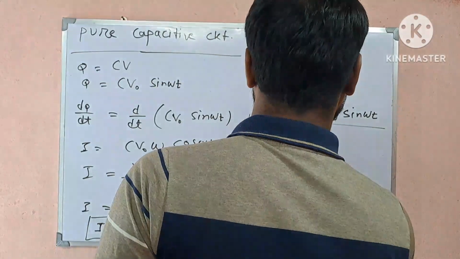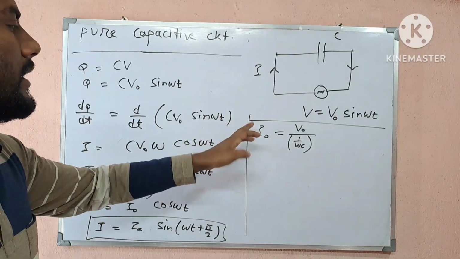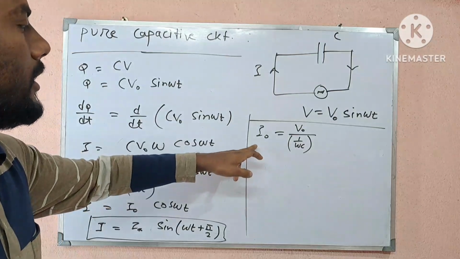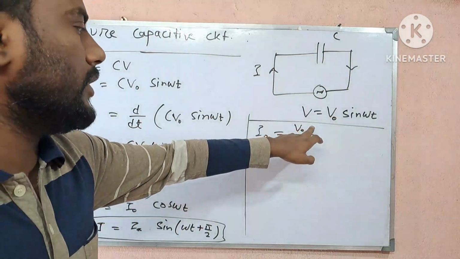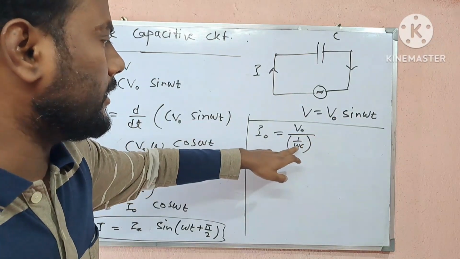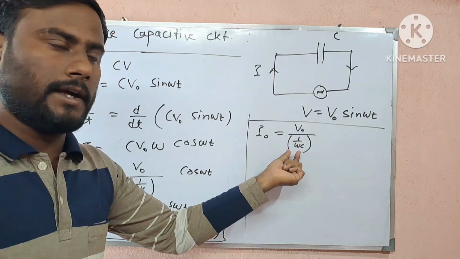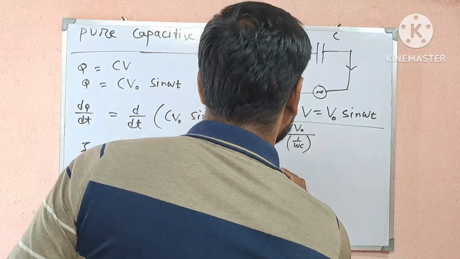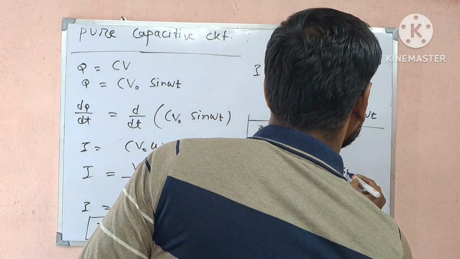Now from Ohm's law, V equal to IR, we know current I equals V by R, that means voltage by resistance. So here I naught, that means the peak value of current, is equal to V naught, that means the peak value of voltage, divided by 1 by omega C. So 1 by omega C is basically here instead of the resistance. We can say that the dimension of 1 by omega C is equal to the dimension of resistance.